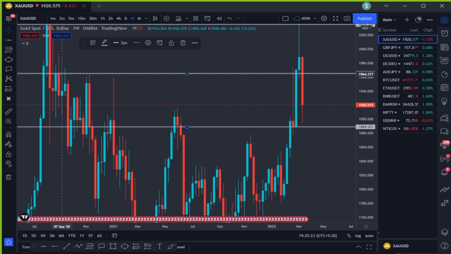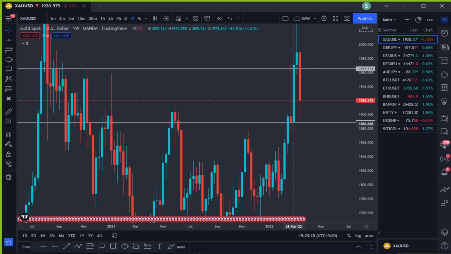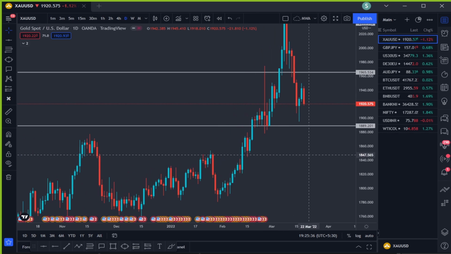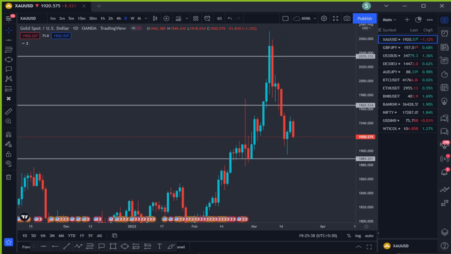So we broke and closed below a support level. So we are expecting the price to move to the next support level, which is right here. So the next weekly candle, I'm expecting the price to continue lower. So now we know that monthly is bullish, but weekly is bearish at the moment. So right now, let's see what's happening on the daily.